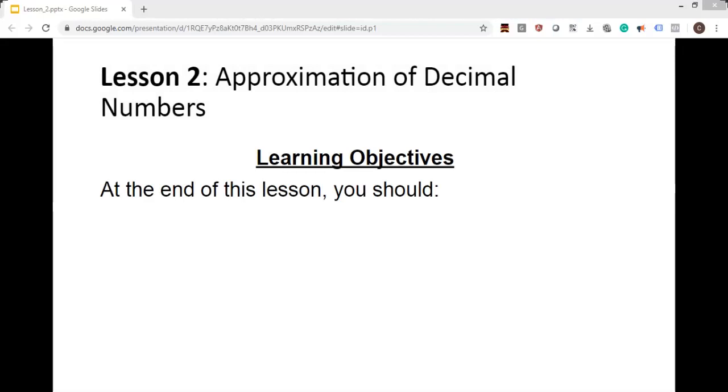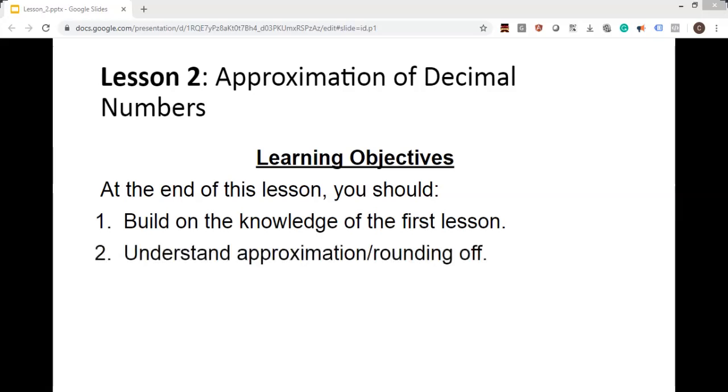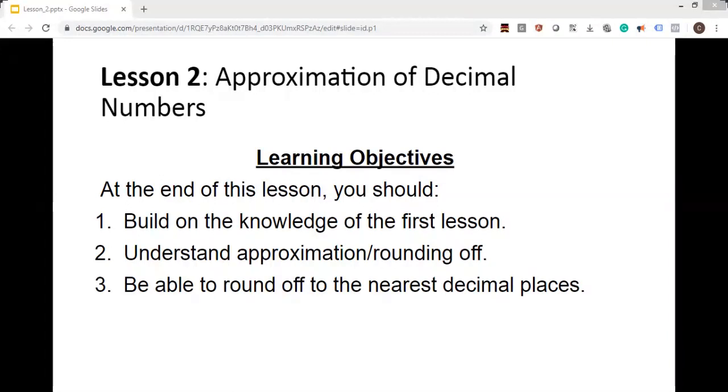Our learning objectives are as follows. By the end of this lesson, you should: 1. Build on the knowledge of the first lesson where we discussed the approximation of whole numbers. 2. Understand approximation, also called rounding off. 3. Be able to round off to the nearest decimal places. Now let's begin.